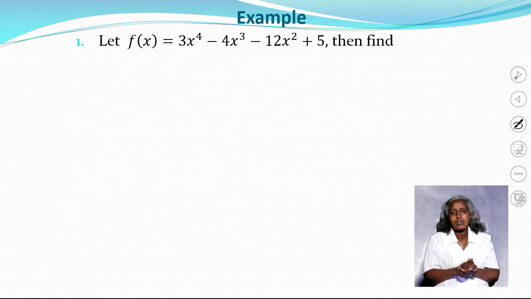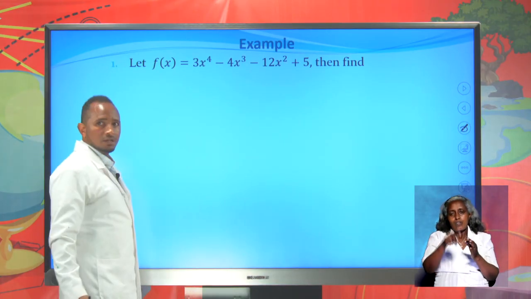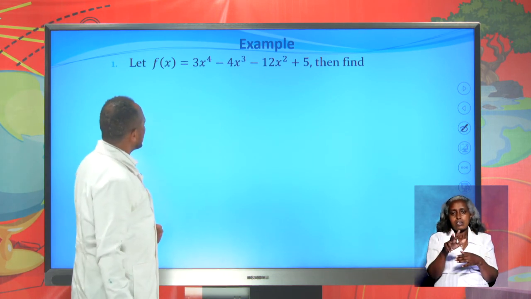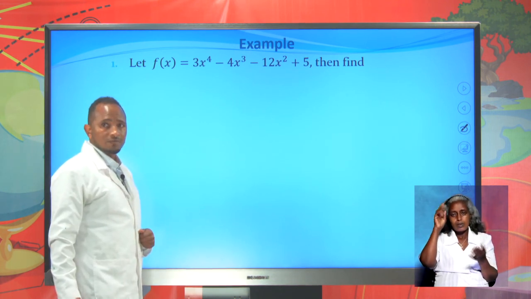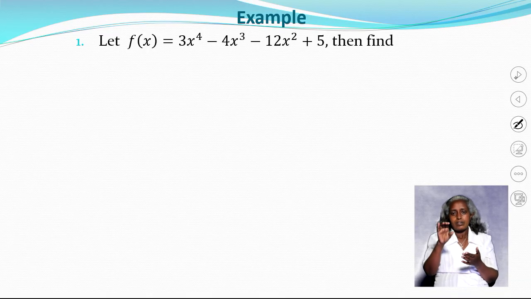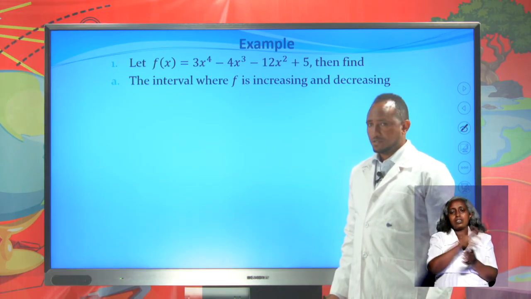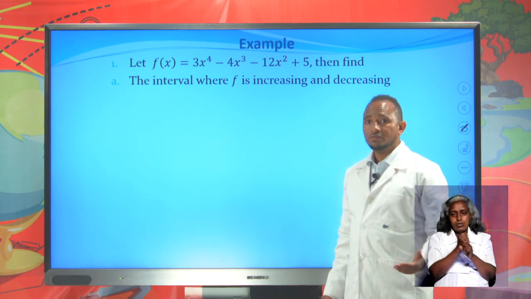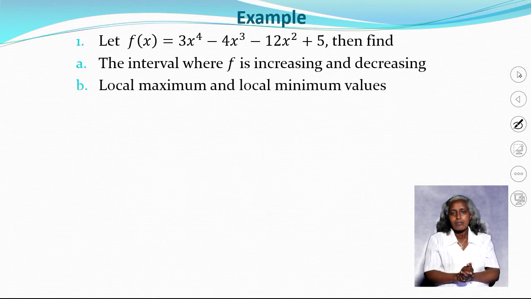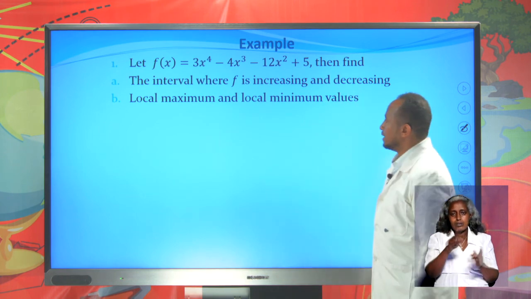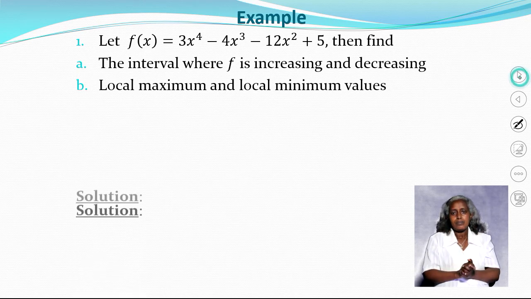Now let's see an example for this. Let f of x be given as 3x to the power of 4 minus 4x cubed minus 12x squared plus 5. Then find the intervals where f is increasing and decreasing. To do this, we need to find the derivative and the sign of the derivative of the function. And we are also asked to determine the local maximum and local minimum values. So let's see the solution.